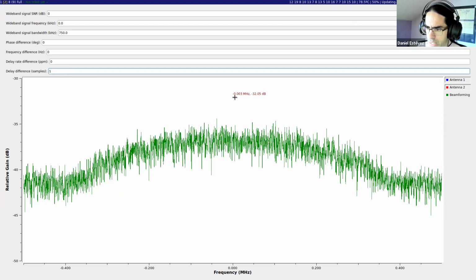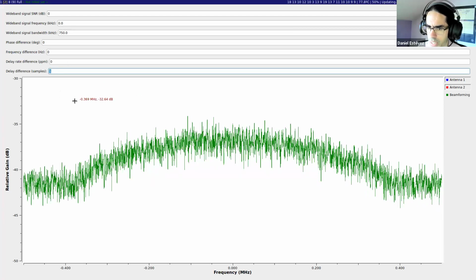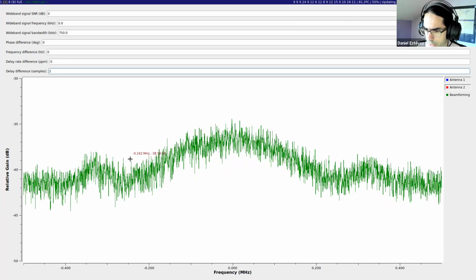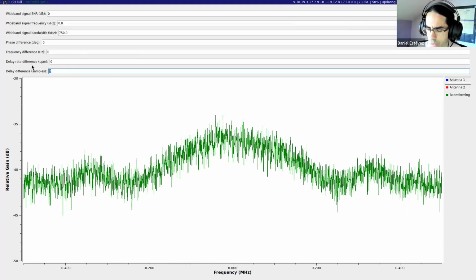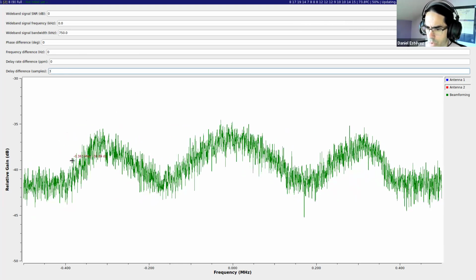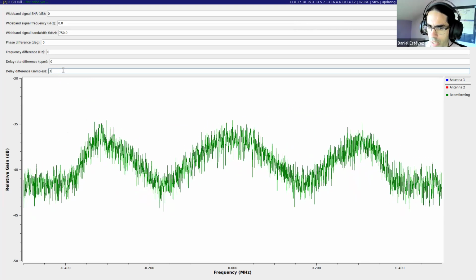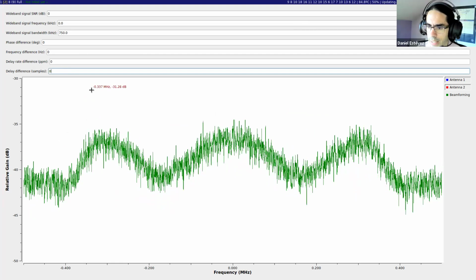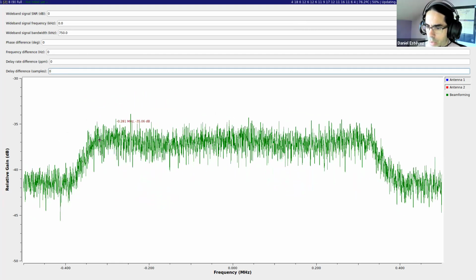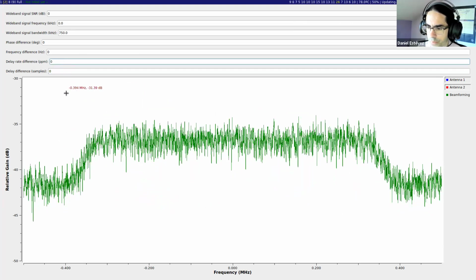I think the maximum is in here and the minimum is here, so we don't really see it. And then with 2, we get a couple minimums here. With 3, now we can see it more or less. So 1, 2, 3. So this is how a delay difference looks like. Of course, it's an unwanted effect because it changes how our signal looks like.